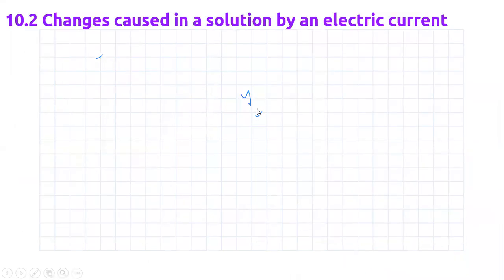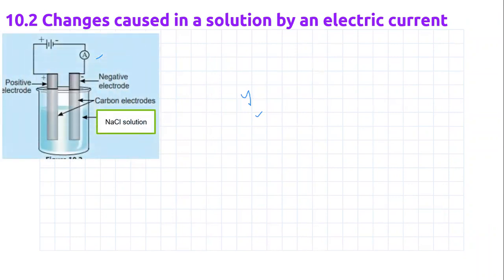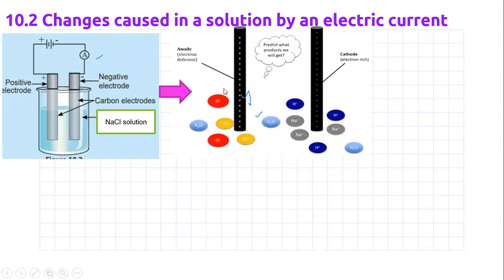Right. So let's study the changes that take place in a solution by an electric current. Here again, we take the sodium chloride solution where two carbon electrodes are partially dipped, and both the electrodes are connected with a circuit and an ammeter. You can see here sodium chloride solution, which has sodium positive ions, chlorine negative ions, and also OH negative ions and H plus positive ions.